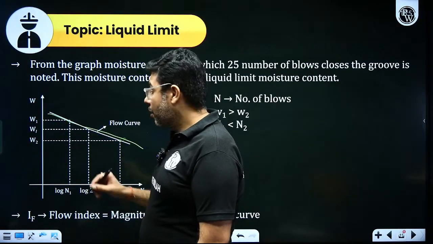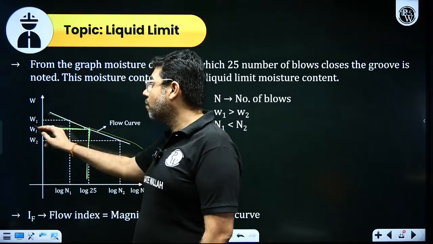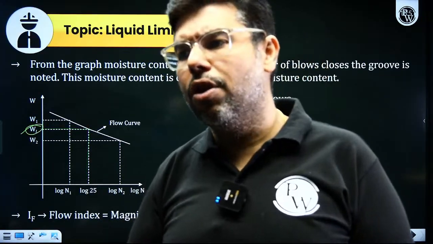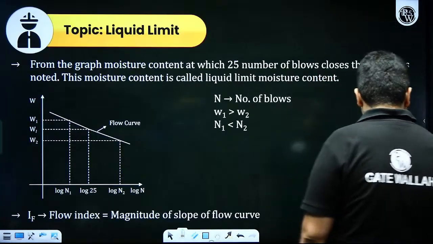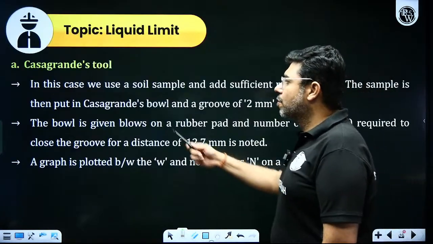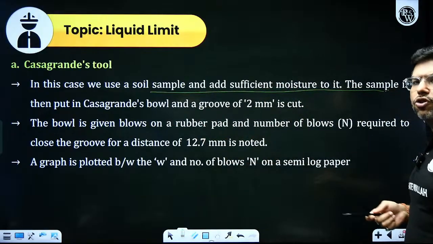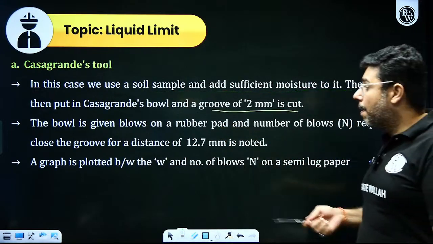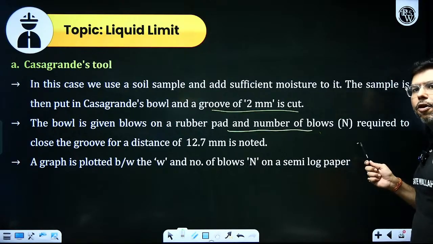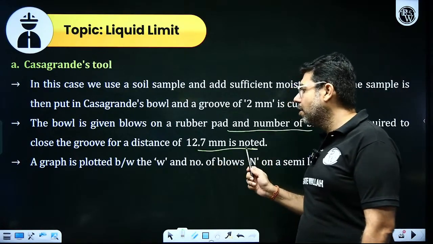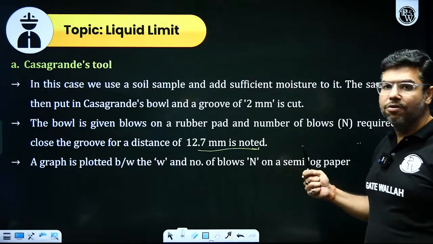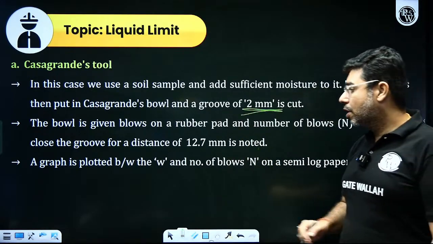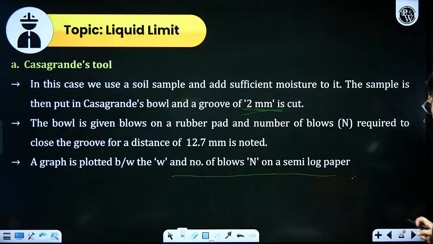Then you will find the water content corresponding to 25 blows, and that water content is known as the liquid limit. So, this is how you find the liquid limit using the CGB tool. Very simple experiment, and this is all written also. We use a soil sample and add sufficient moisture to it. The sample is put in the CGB bowl and a groove of 2 mm is cut. The bowl is given blows on a rubber pad, and the number of blows N required to close the groove for a distance of 12.7 mm is noted. The groove dimension you should remember is 2 mm. The graph is plotted between water content and number of blows on a semi-log paper, as shown.